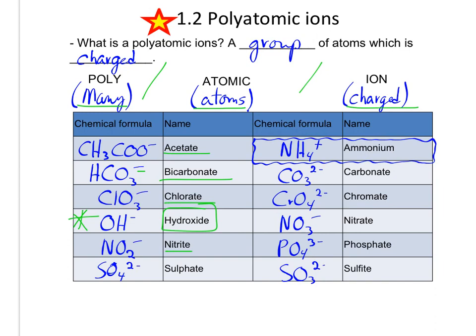NO2 negative 1 is nitrite. That's different than just nitrogen. If you have the ion nitrogen, which is negative 3, the name is nitride. But that one, NO2, is nitrite. The ending is different. SO4, 2 negative, is sulfate.